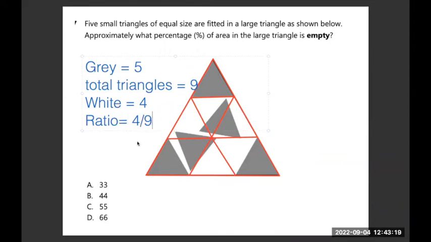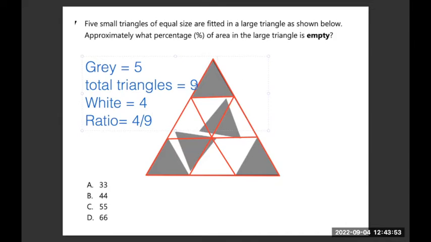Thereby 4/9 ratio comes to how many percentage? Can anybody tell me, 4/9 ratio comes to 44%. So the correct answer is option B, 44. In these kind of questions, please remember to really break the geometry. There is a reason why the gray colored triangles are given here, from which you can draw out how much is the gray colored triangle in proportion to the larger triangle.